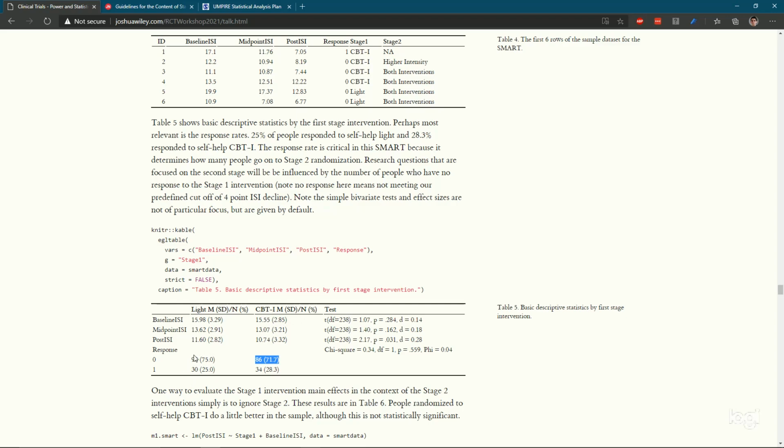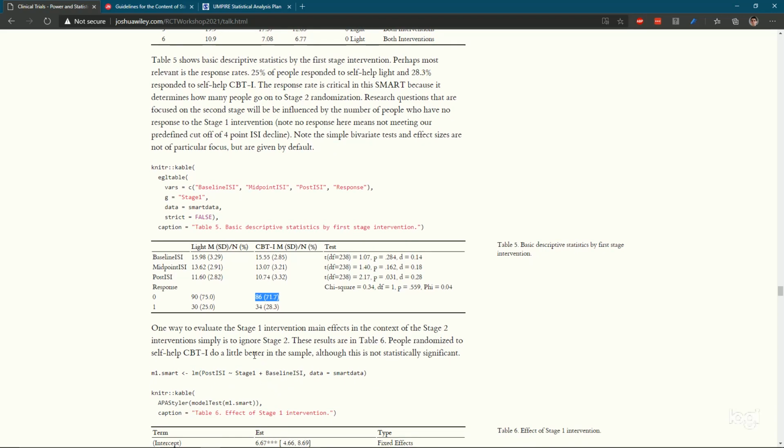If these numbers were really different, if 90% of people had a response, you'd only have 10% of people getting re-randomized. That'll change your results a lot. So that becomes pretty important in these. One way we could evaluate the stage 1 intervention main effects in the context of the stage 2 interventions is simply ignore stage 2. Right?